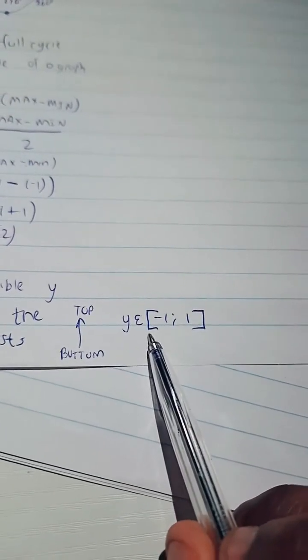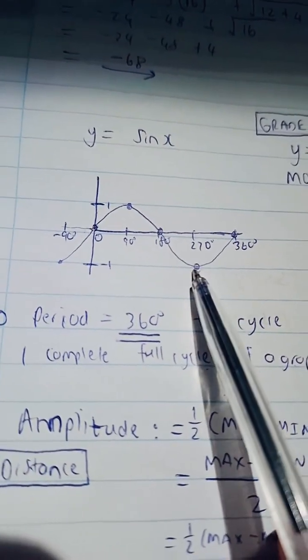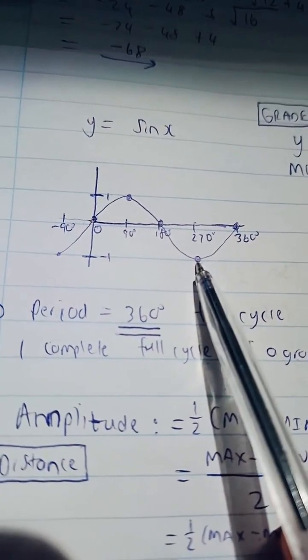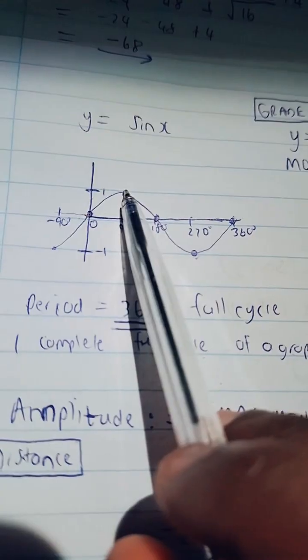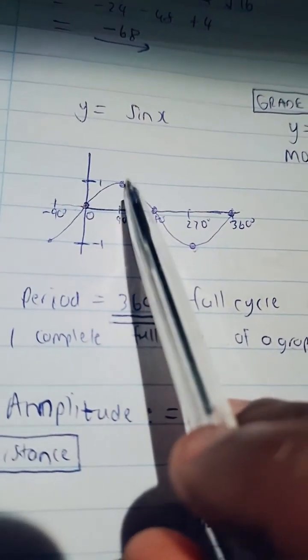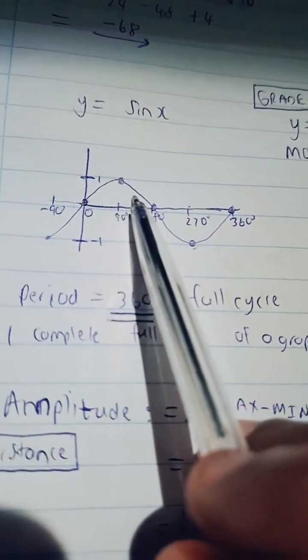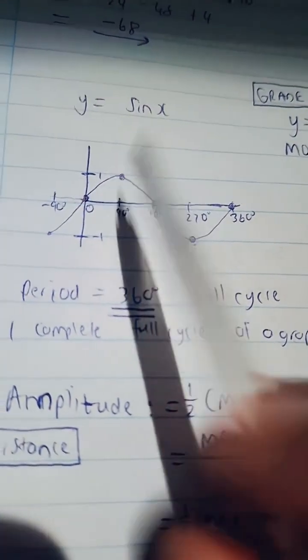Why do we use square brackets? It's because the negative 1 is a value that we pass or touch for this function. So from negative 1, you can see it exists all the way to positive 1. That's the highest value, and the function actually exists even there. It exists everywhere in between, but it's from the smallest to the biggest.